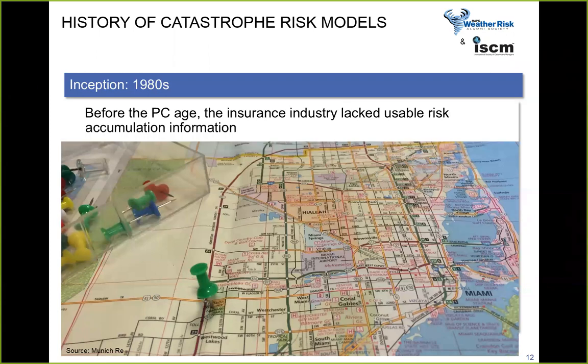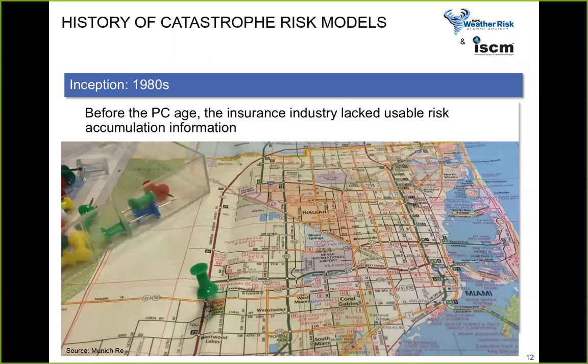So in around 1985, an actuary by the name of Karen Clark, who is still very active in the industry, said, we can solve this problem. And she took an actuarial and engineering approach to this issue, combined with some meteorology, and came up with the first US hurricane model.